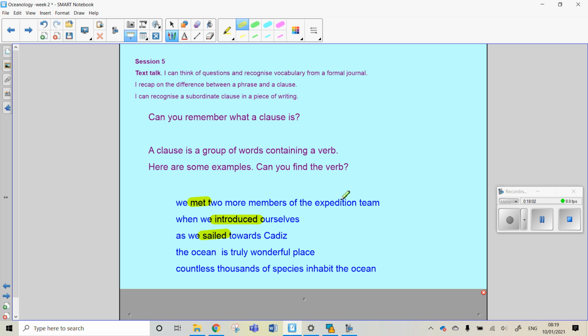The ocean is a truly wonderful place. I've just realised that I've missed out the word a in here. Now, the verb here is a bit more tricky. It's is, and it's a hidden verb, and it's a state of being. So just remember that is and was are verbs. Now, finally, countless thousands of species inhabit the ocean. That's the verb there. Now, all of these are clauses because they are a group of words with a verb.